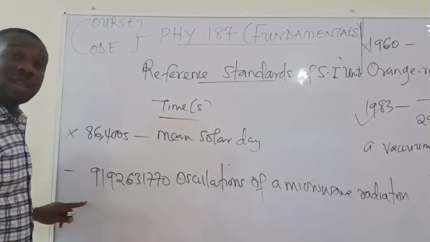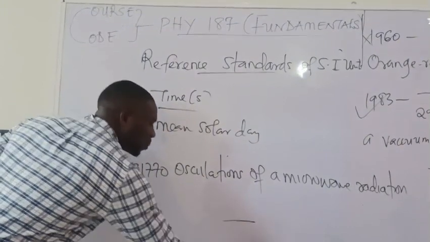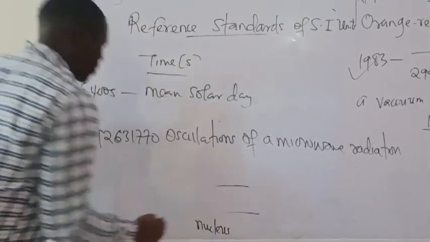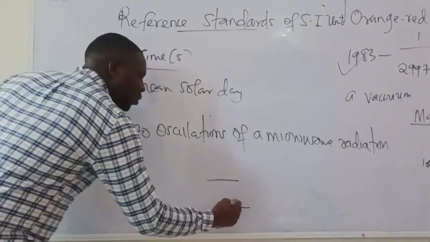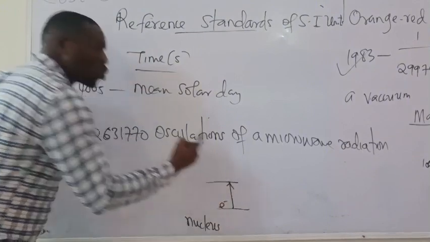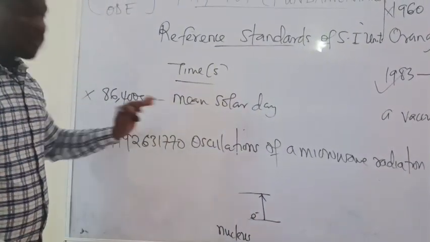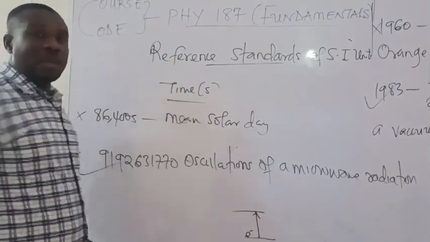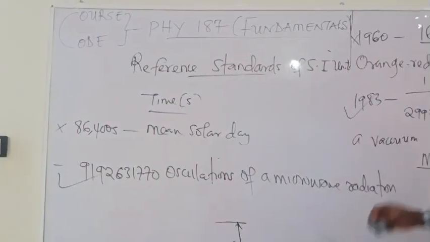So this number of oscillations of a microwave radiation could make a cesium atom, I think this is its nucleus. When this microwave radiation bombards a cesium atom, it could excite electrons between two energy levels closest to the nucleus before it cascades down. So this was the reference standard for time, and this is the most accepted because it's reproducible, accessible, and precise.